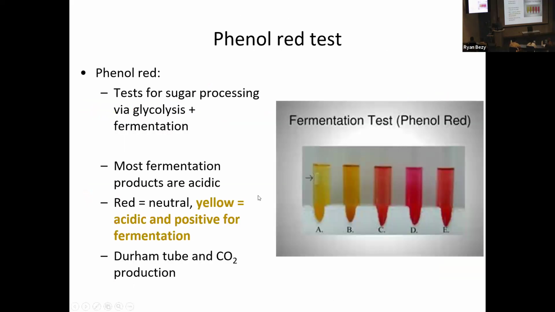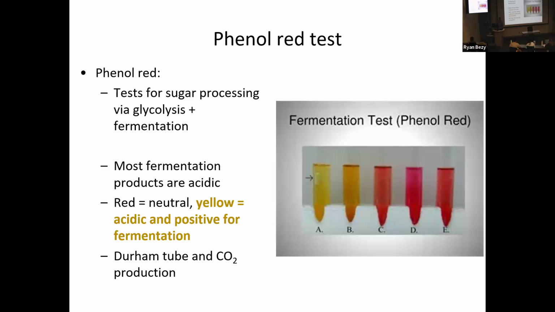So again, sorry, I had this on the next slide. I kind of went through it, but this is a different way of showing the same thing I just went through. Most fermentation products are acidic. So under neutral conditions, the pH indicator is red, but under acidic conditions, it turns yellow, and that's a positive result for fermentation. You also have that little upside down Durham tube. And if you have any CO2 production, that's also a positive for fermentation, but even more specifically for CO2 gas as a product of the fermentation.